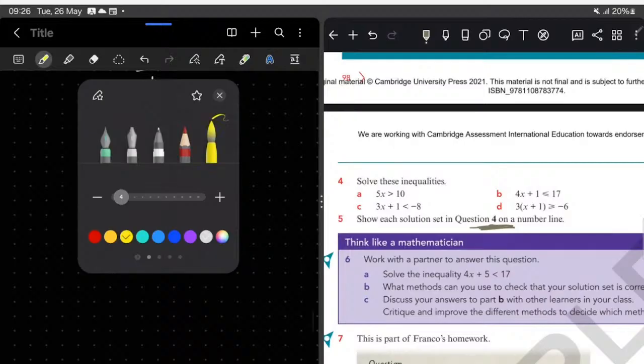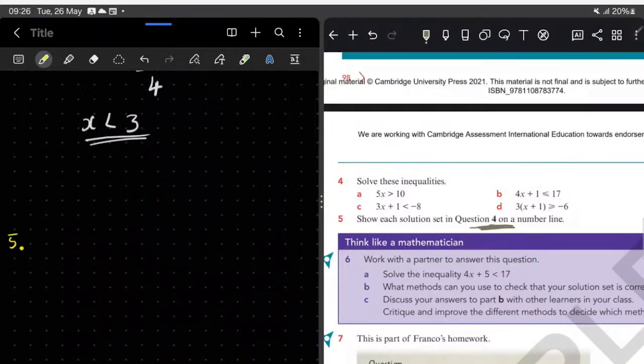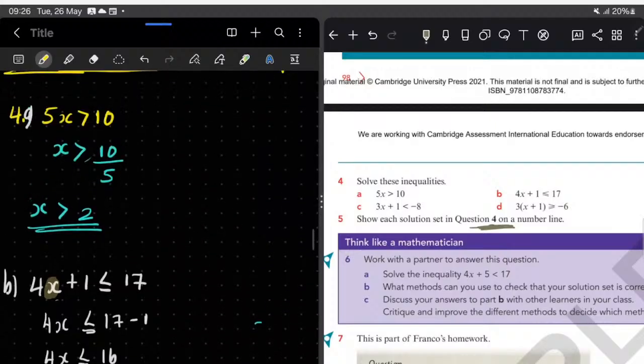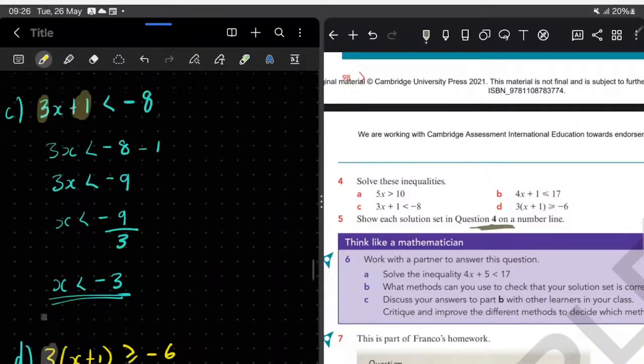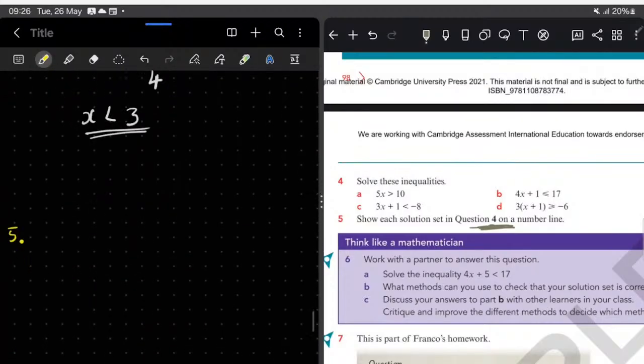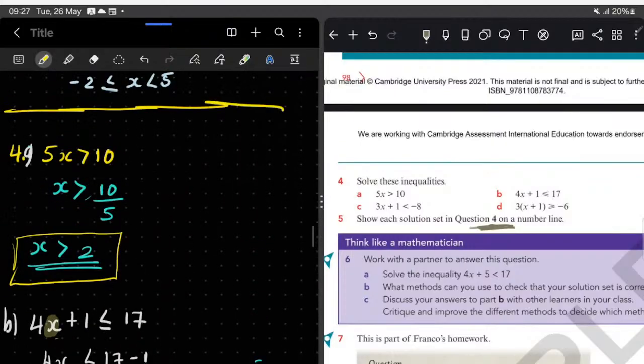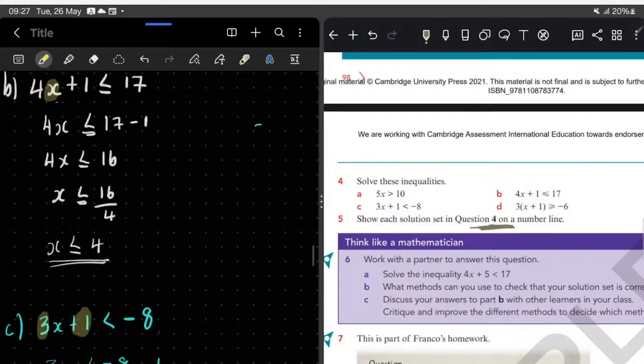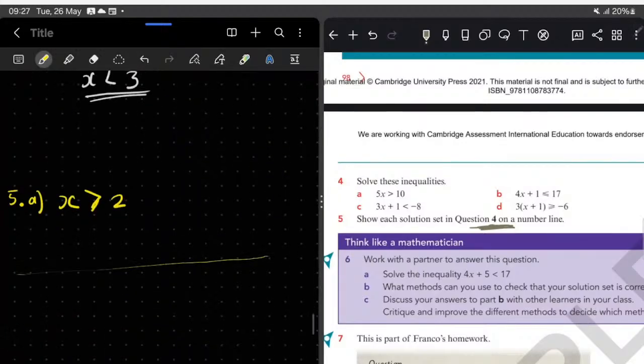Now let's sketch these. Okay. Number 5. Let's sketch all these, so you can now solve, then sketch. Here we have x greater than 2. So that's the one we are sketching, 5a, right? Is it only greater than or greater than or equal to? Just greater than. So we put our number line: minus 3, minus 2, minus 1, 0, 1, 2, 3, 4, 5.